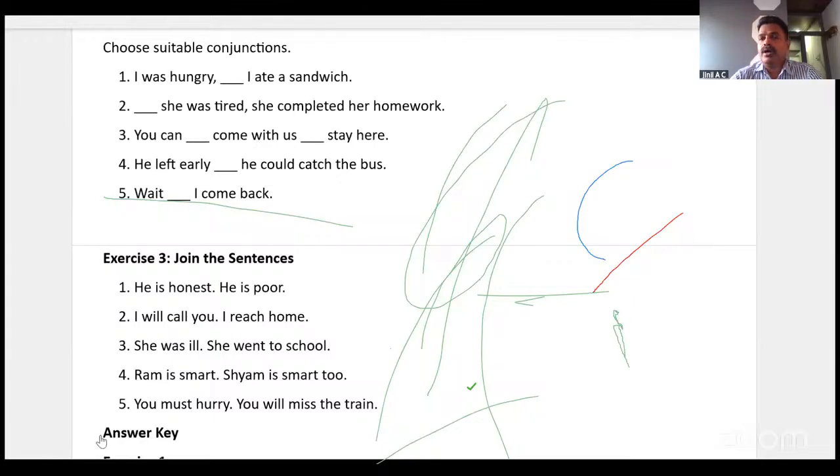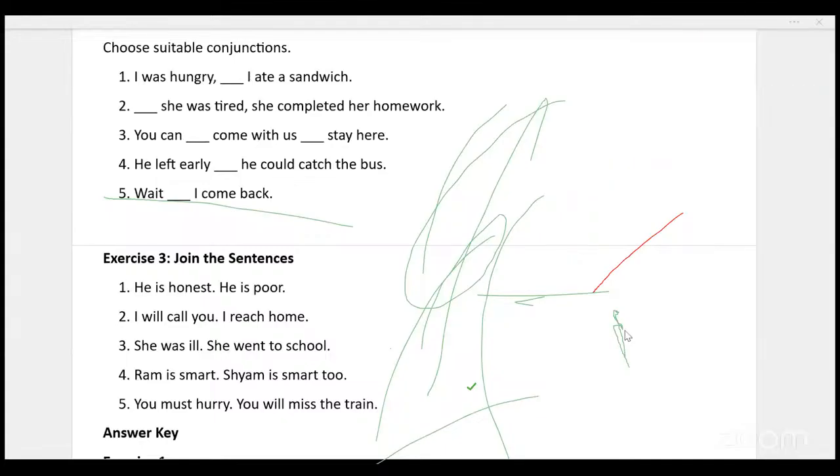So, all right. So now that is one question. And the next pair of sentences, what is that? I'll call you, I reach home. So how can you join that? Who will do that? When I reach home, I will call you. Okay. I will call you after I reach home. That is also correct. When I reach home, I'll call you, or else you can say I'll call you when I reach home. Otherwise, I'll call you after I reach home.